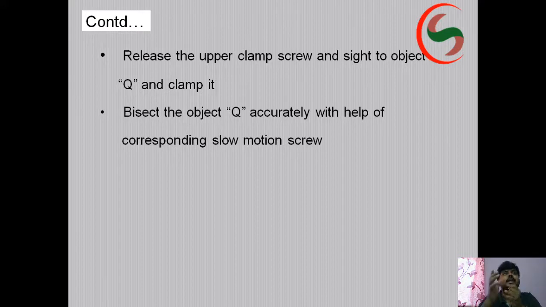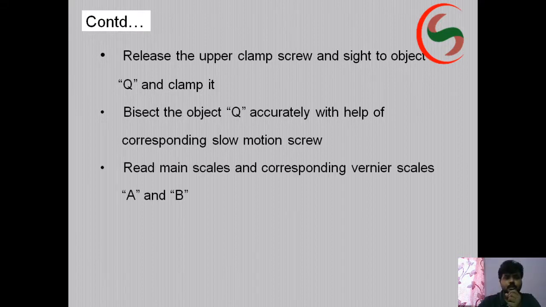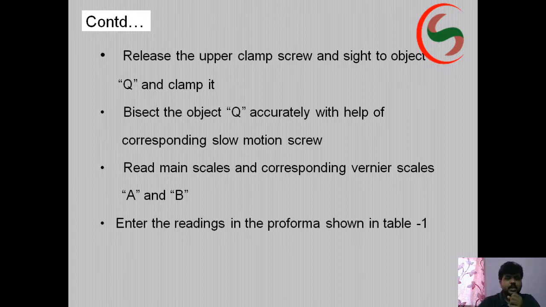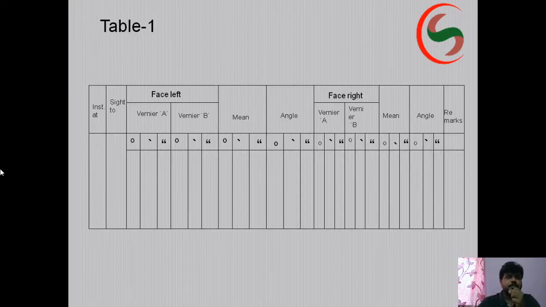You take the reading. Read the main scale and the corresponding vernier scales A and B. While taking the reading, you take the main scale reading, vernier A and vernier B. After that, you average the values of vernier A and vernier B. After getting the average, you add it to the main scale reading. Now there is a proforma. See here, this is the proforma.